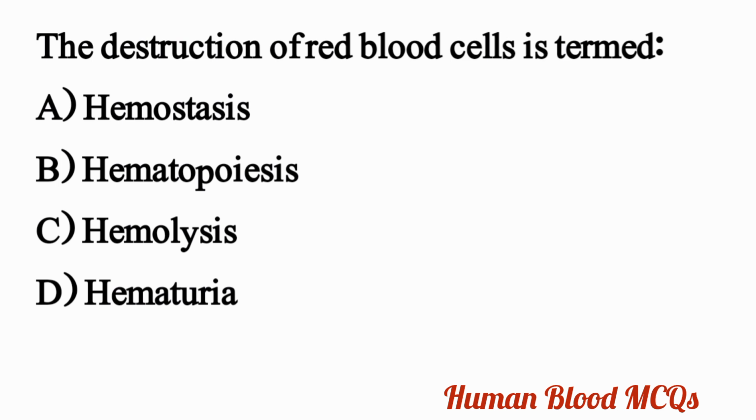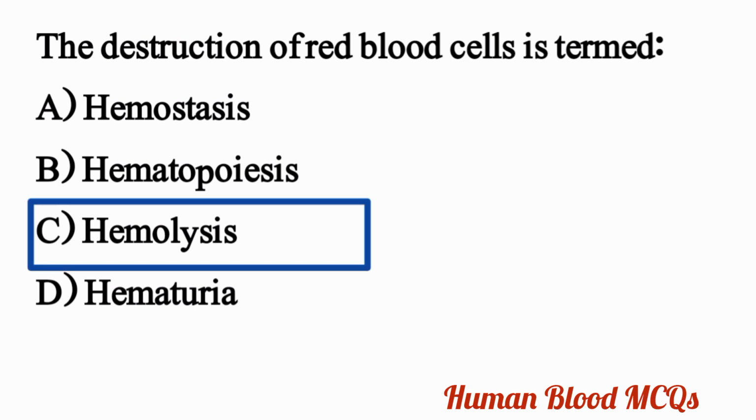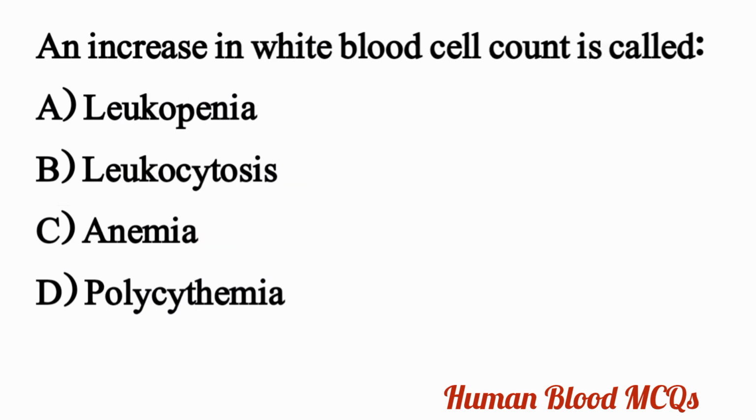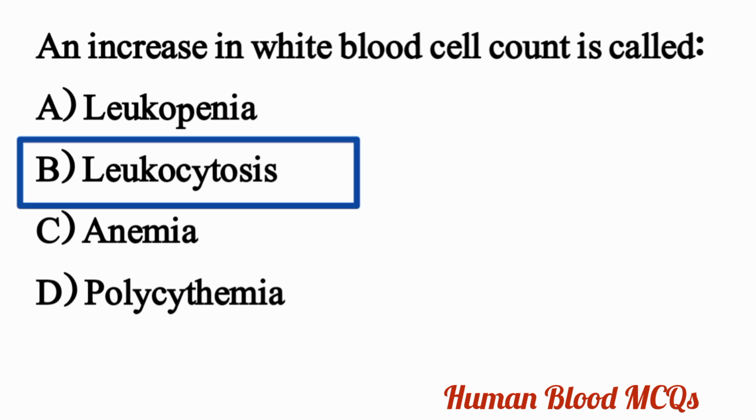The destruction of red blood cells is termed. The right option is option C, hemolysis. An increase in white blood cell count is called. The right option is option B, leukocytosis.